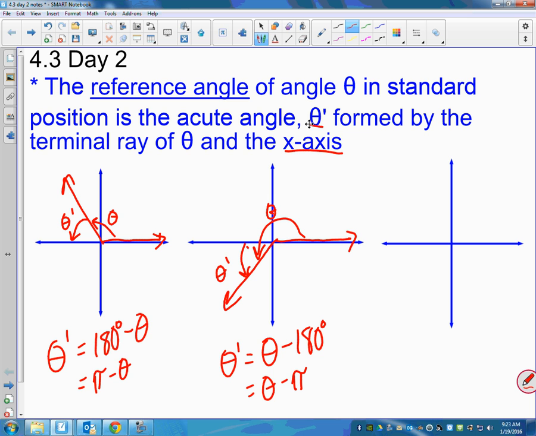And again, I really want us to get in the habit of, if they give us something in radians, we're working in radians. If they give us degrees, we're working in degrees. So we're not switching between the two every time. And the last option is, what if we're in quadrant 4? Theta prime is from that terminal ray to the x-axis. So now we're just going to complete this circle, right? So this is just going to be theta prime.